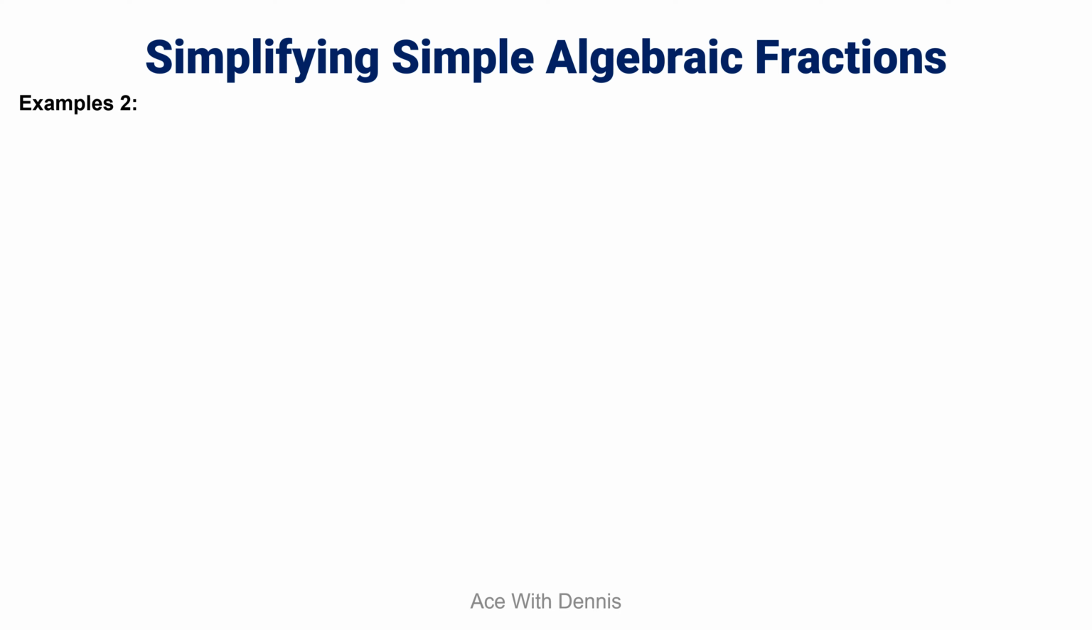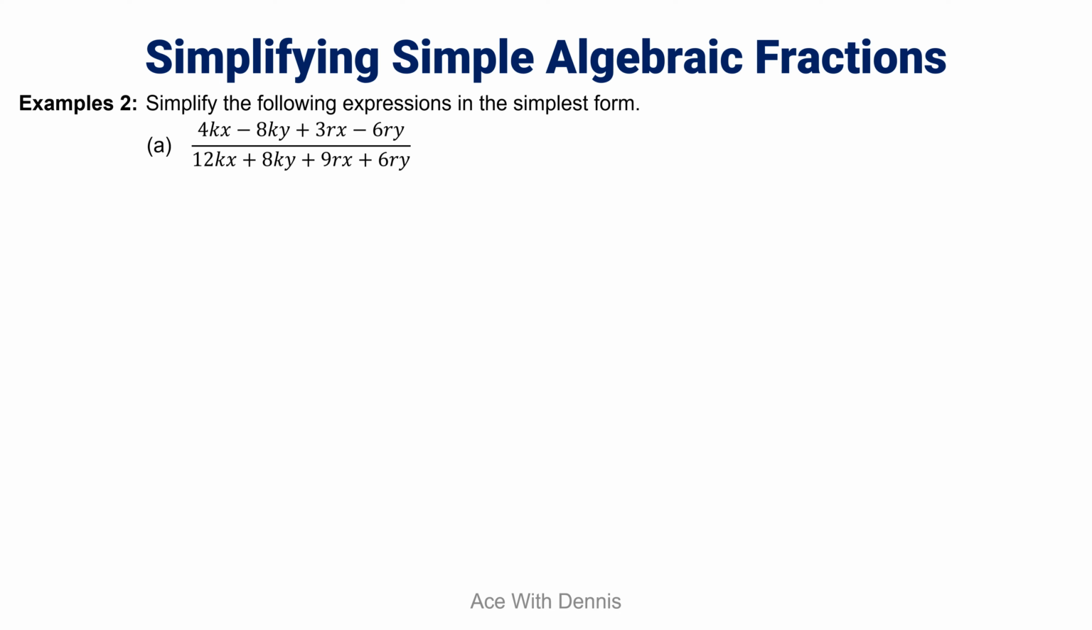Now let's look at example 2 with more complicated algebraic fractions. Simplify the following expressions in the simplest form. A. 4kx minus 8ky plus 3rx minus 6ry over 12kx plus 8ky plus 9rx plus 6ry. And B. 6x squared minus 17xy plus 12y squared over 9y squared minus 4x squared.